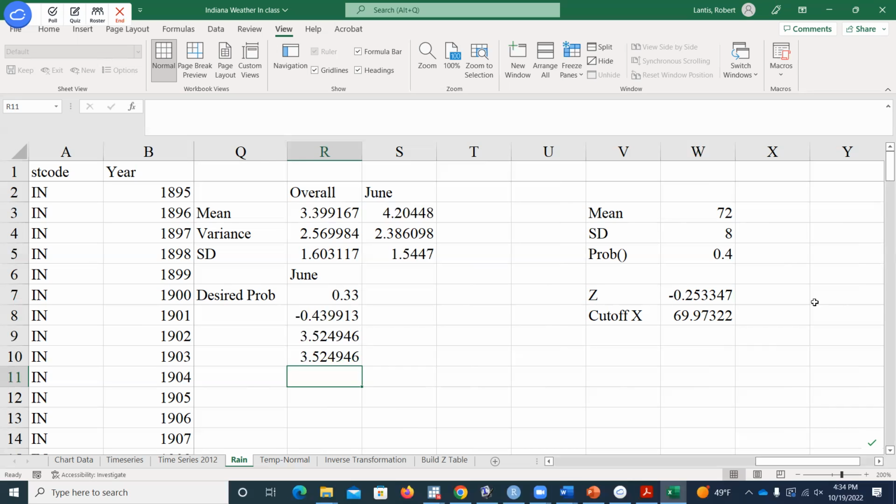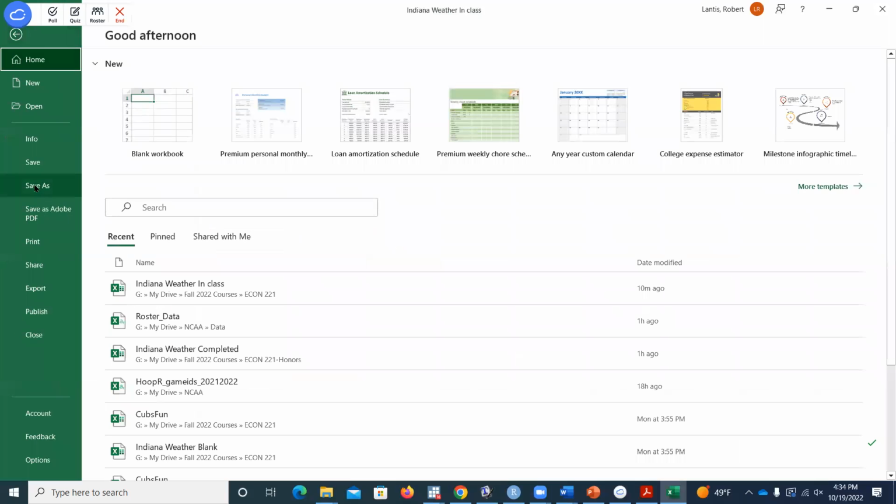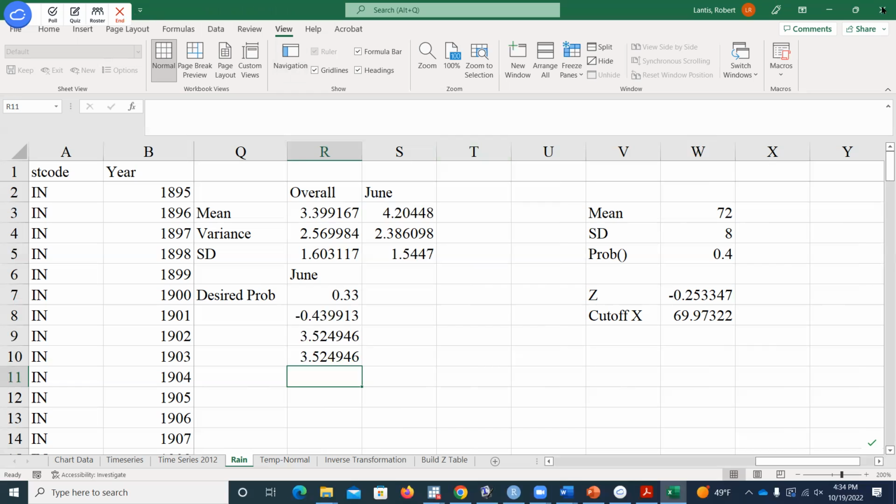Okay. Any questions over anything there? You want to see a cell again? Okay. All right. I'm going to save this real quick, so when I post it, it'll have everything that we did today.